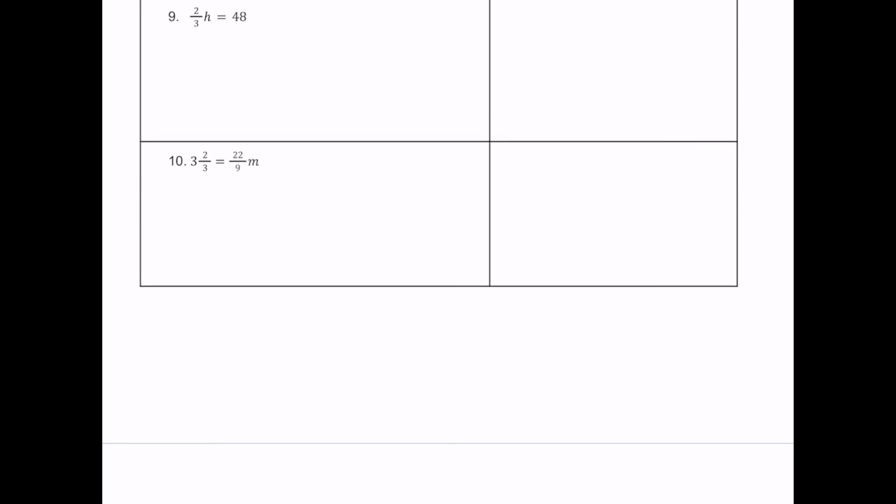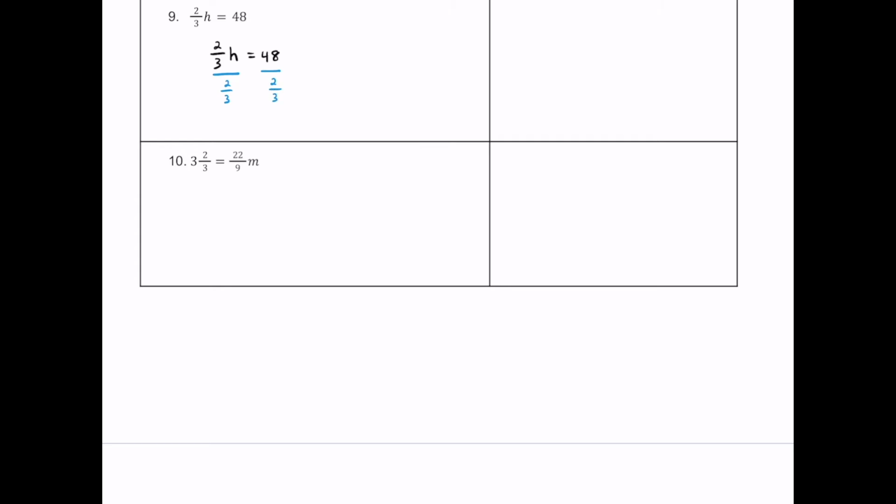For problem 9, we have the equation 2/3 h, or 2/3 of h, or 2/3 times h, however you want to think about it, is equal to 48. So just for more space here, I'm going to rewrite the equation 2/3 h, or 2/3 times that h, is equal to 48. Okay, so if this is 2/3 times h, what are we going to do? We're going to go ahead and divide both sides by 2/3 here. On the left side, we'll divide by 2/3. And on the right side, we'll also divide by 2/3.